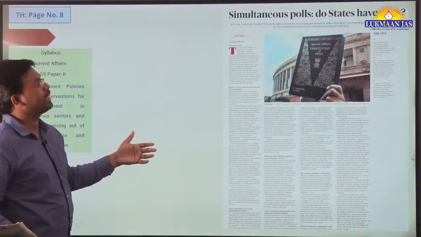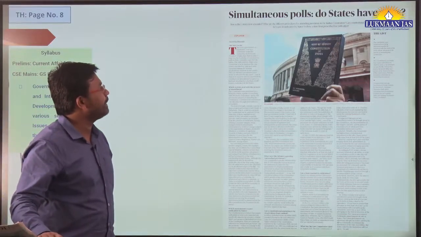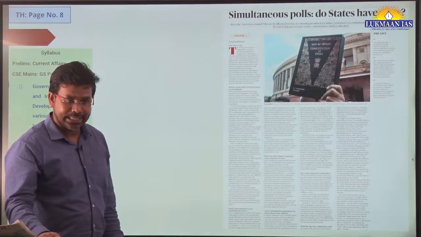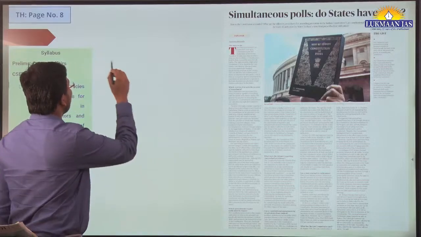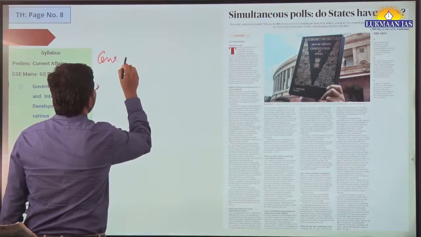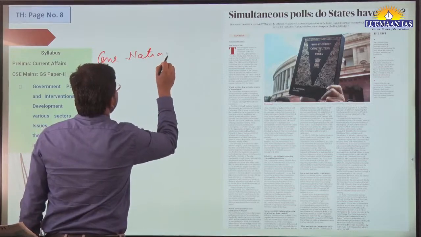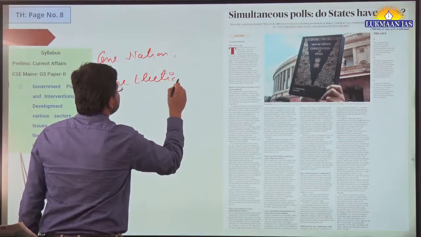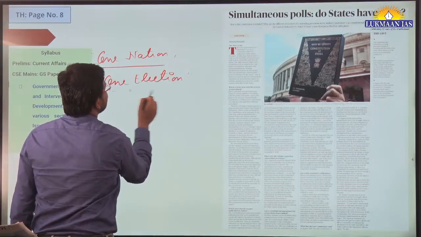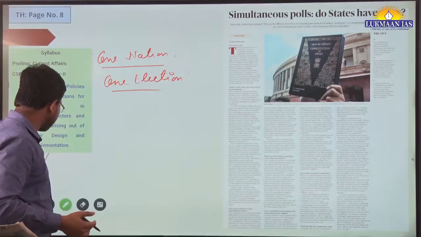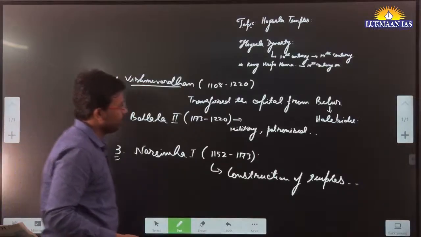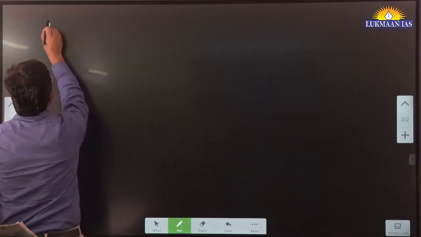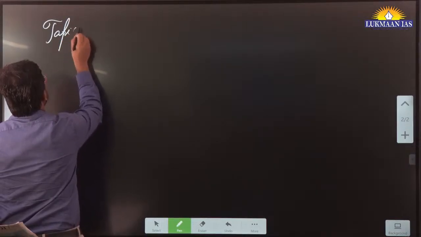Then we have another topic. This topic is simultaneous polls: do states have a say? This topic is important. In this article we are going to understand the one nation, one election concept. The idea of having one nation, one election is prominent nowadays. This idea is being forwarded by the ruling government. So this topic is important.